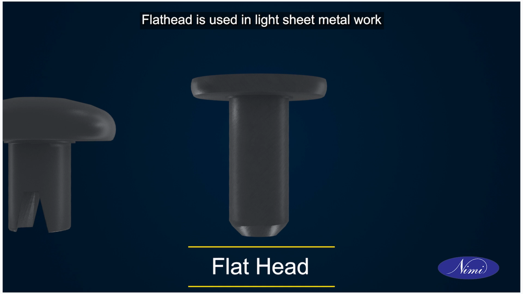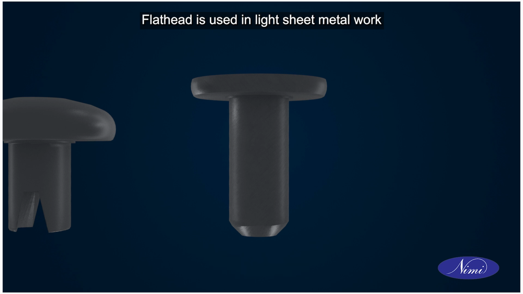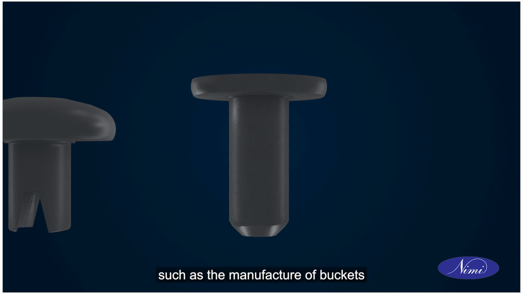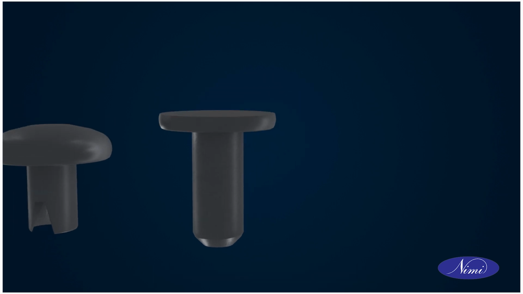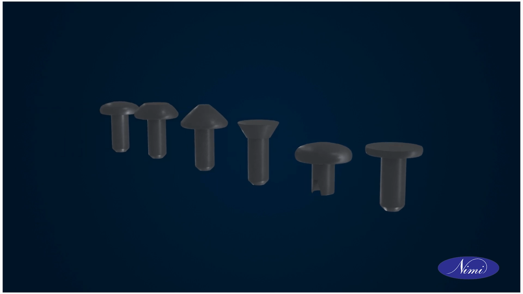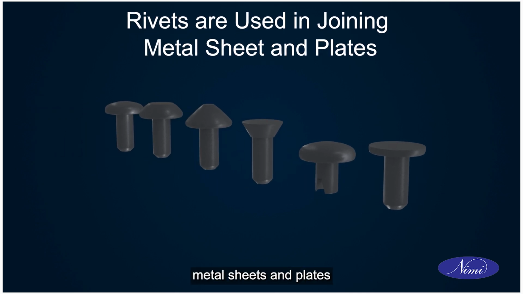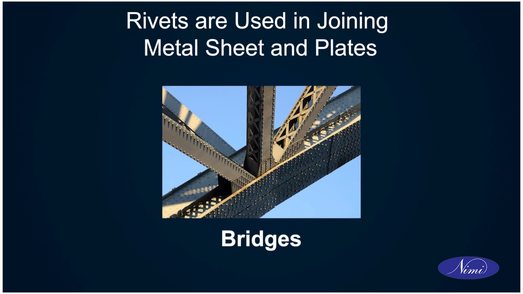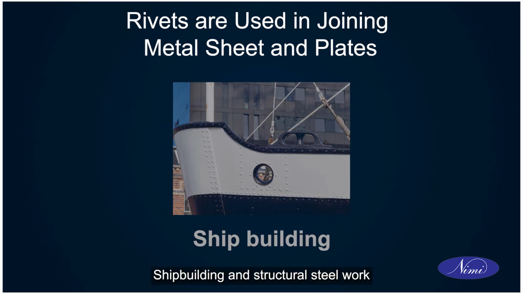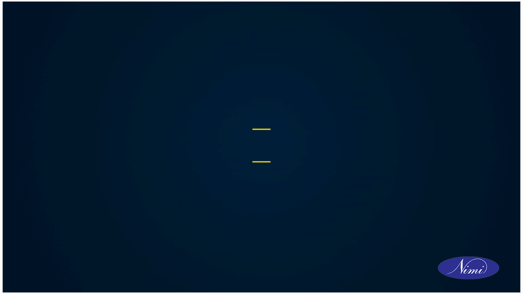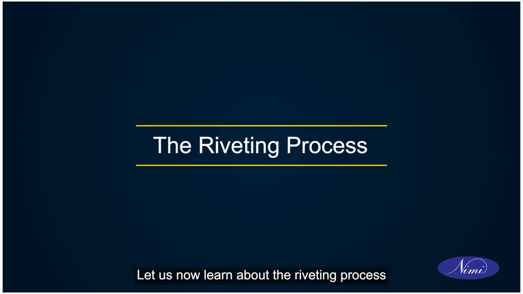Flat head is used in light sheet metal work such as the manufacture of buckets, steel boxes, and air conditioning ducts. Rivets are used for joining metal sheets and plates in fabrication work such as boilers, bridges, shipbuilding, and structural steel work. Let us now learn about the riveting process.